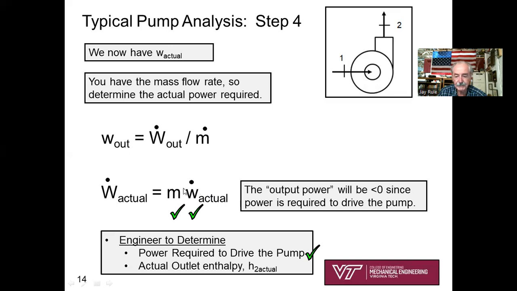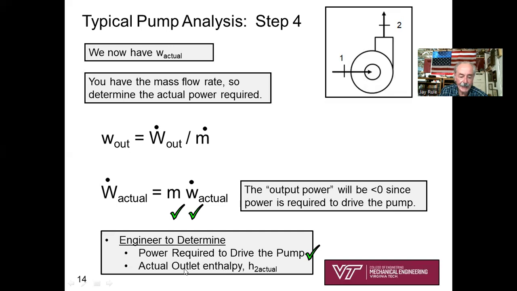Gosh, again, how embarrassing that dot is misplaced. But do you see that? I'm not going to fix that right now. But do you see that that's what you're driving for? W dot, the power, the kilowatts, the BTUs per hour. So the output power is going to be less than 0 since power is required to drive the pump. All right, so that gets you well on your way. So that's step 4, and we've checked off the power required to drive the pump.